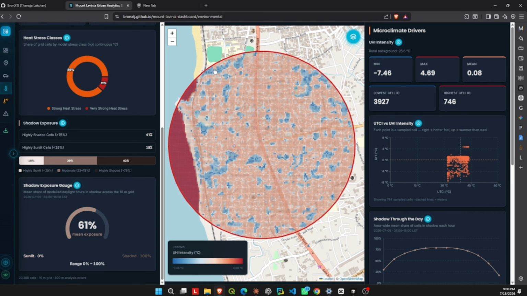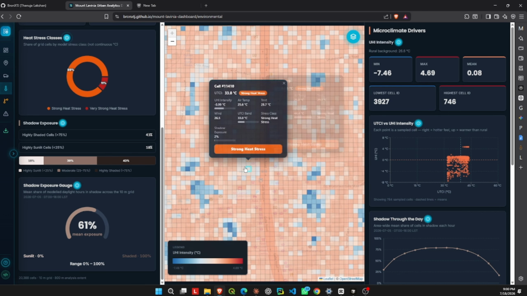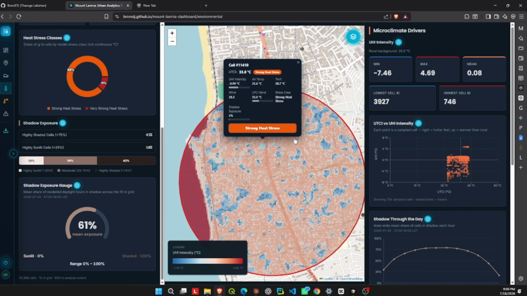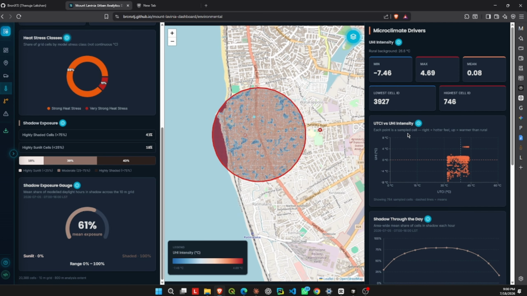So heat stress is driven more by local geometry as well as radiation than by one uniform urban warming value. There are multiple values related to this UHI, UTCI and UHI intensity.